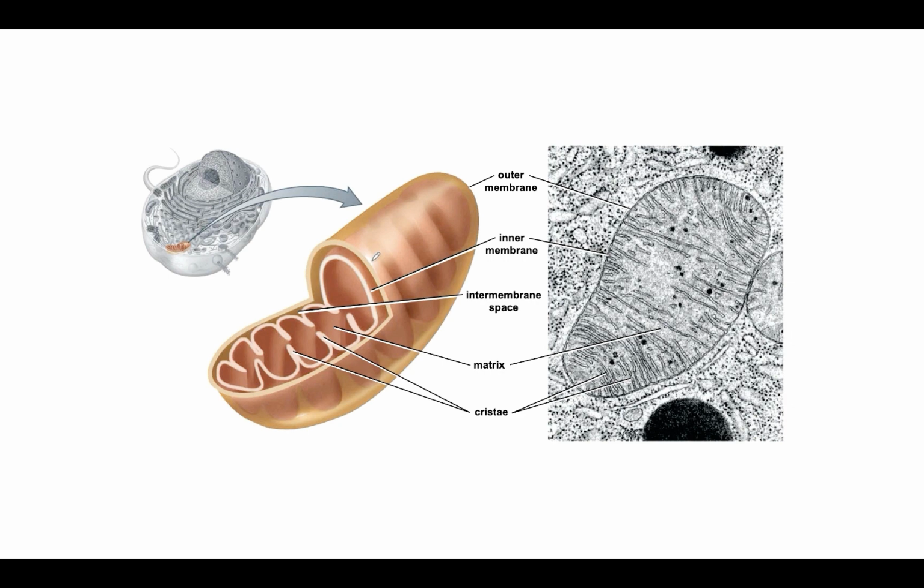The intermembrane space lies between the two membranes, and the matrix fills the space within the inner membrane. So the space inside the inner membrane is called the matrix. Some of the reactions that break down high energy molecules occur in the fluid of the matrix. The rest are conducted by a series of enzymes attached to the membrane of the cristae. So many enzymes are attached to the inner mitochondrial membrane.